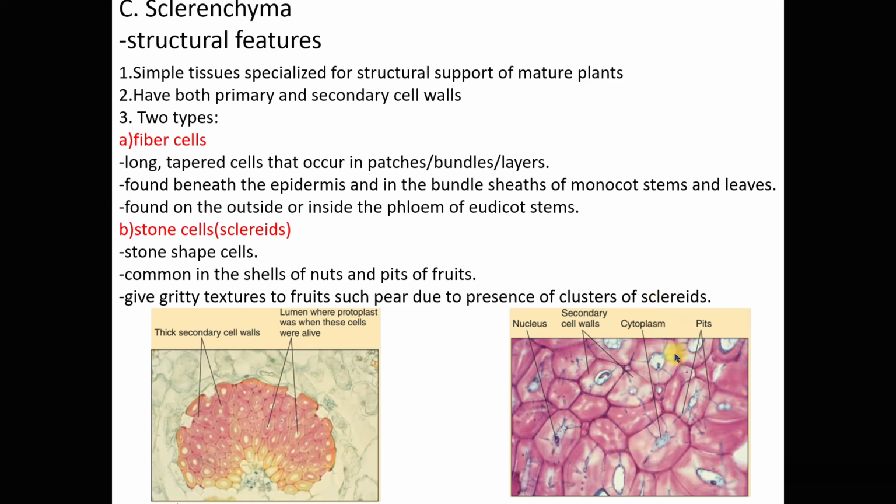Alright. So now when we look at the structure of the sclereids, you can see they have a nucleus, and then they have a secondary cell wall. You can see the secondary cell wall here. And then they have cytoplasm, and then they have pits. This is the pits. The lines here are the pits.